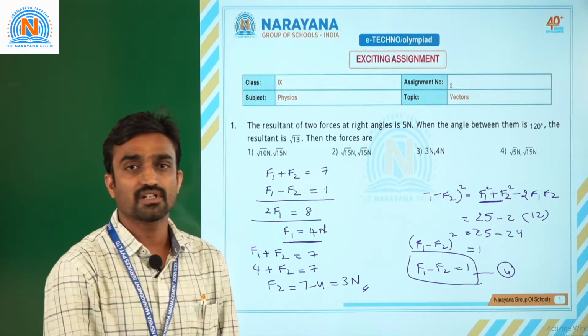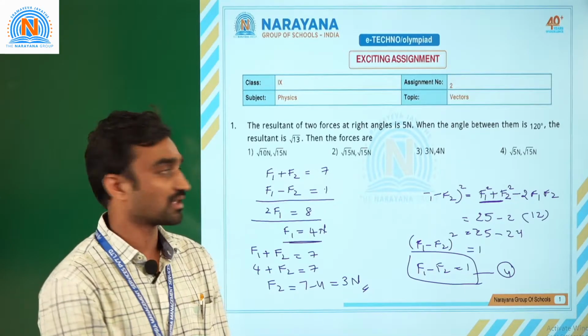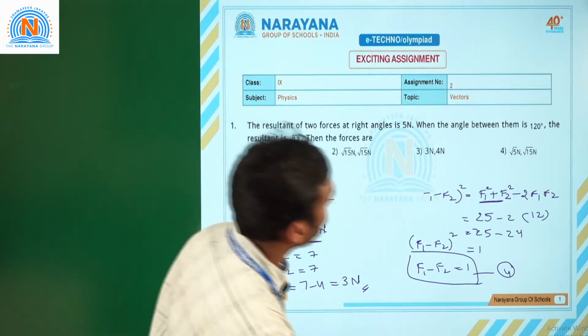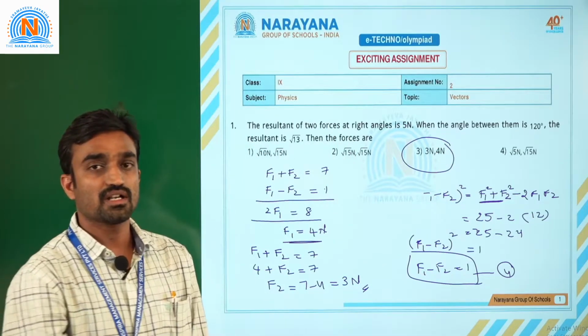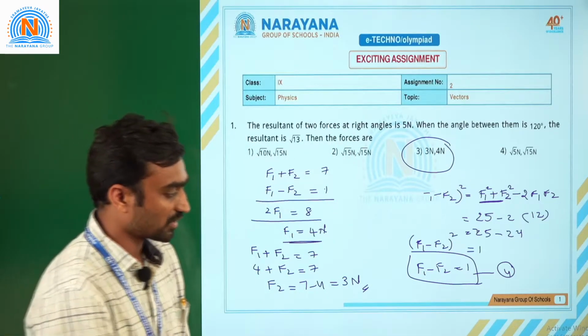So the value of f1 is 4 Newton and the value of f2 is 3 Newton. Therefore, the answer is the third option. So the forces are 3 Newton and 4 Newton. Let's move to the next question.